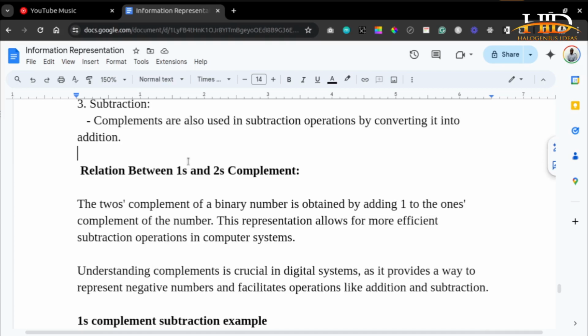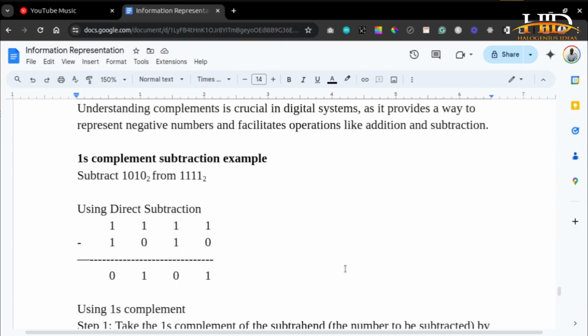Relationship between ones and twos complement. The two's complement of a binary number is obtained by adding 1 to the ones complement of the number. This representation allows for more efficient subtraction operations in computer systems. So basically, for you to find the two's complement, you look for the ones complement, then you add 1 to it, and that is all. So understanding complement is crucial in digital systems as it provides a way to represent negative numbers and facilitates operations like addition and subtraction.